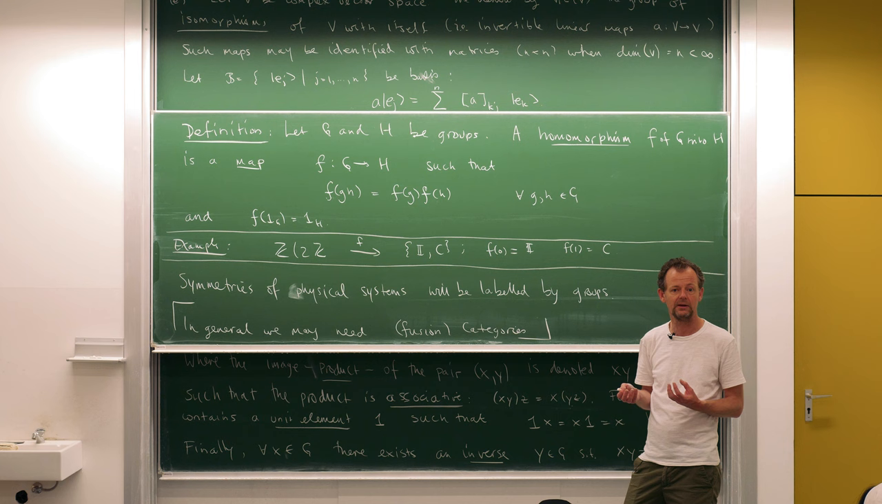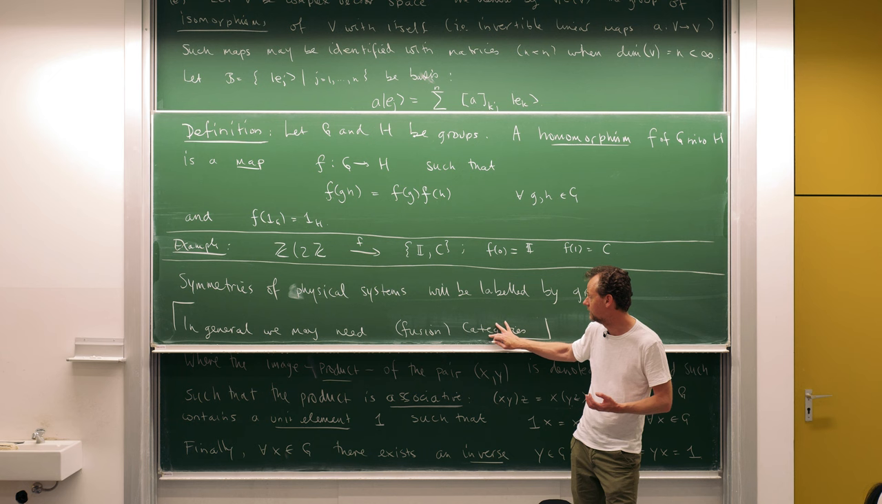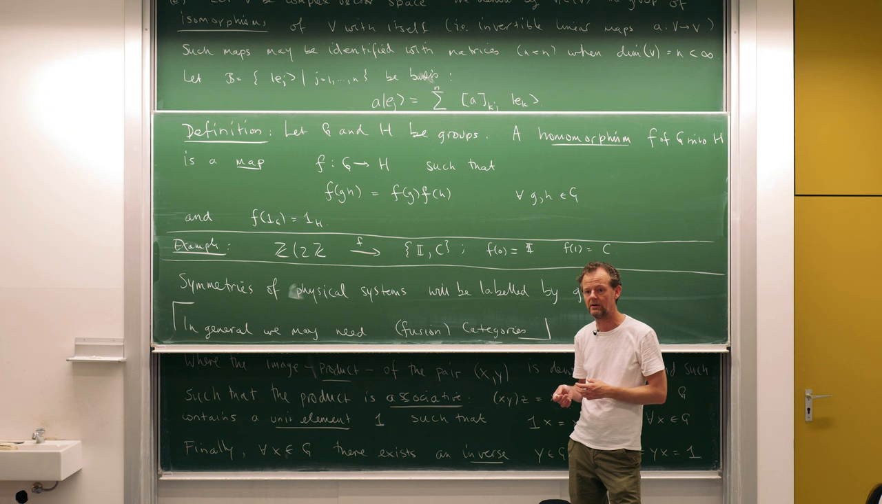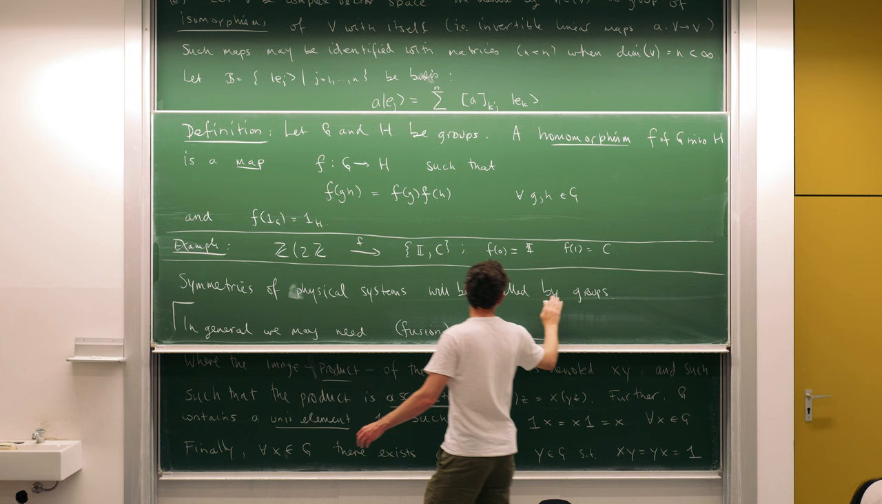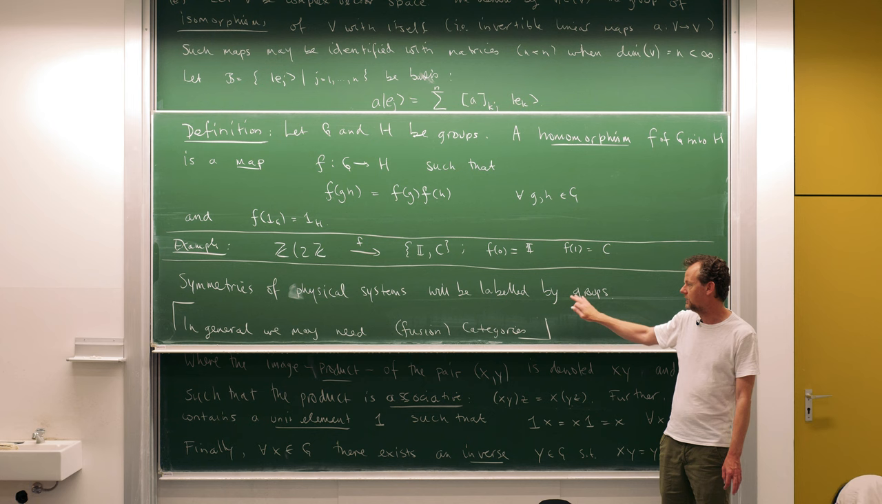Certainly the universe in which we live appears not to directly require fusion categories to describe the symmetries of it. These things are somehow emergent or effective symmetries. I just wanted to be clear that I'm telling you a kind of white lie. Not all symmetries of physical systems will be labeled with groups. There is something more out there. But if you think that I have a physical system, all the symmetries of it ought to be labeled by a group, then you're pretty safe.